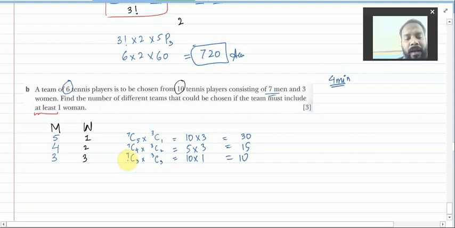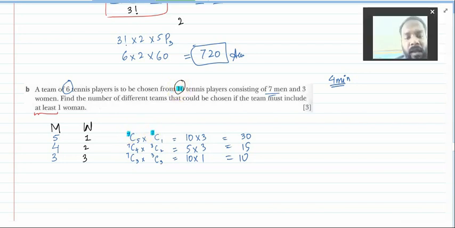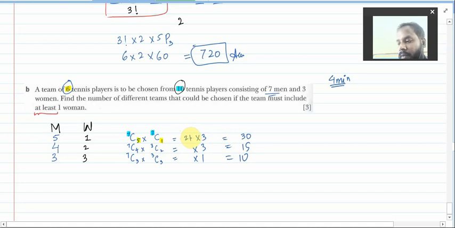Alright, to verify your answer, keep in mind that 7 and 3 leads to 10, that is the total number, and 5 plus 1 leads to 6, that is the team we are looking for. The total is always 10, and 4 plus 2 is 6, 3 plus 3 is 6, and 7 plus 3 is 10. So that is the mistake. 7 combination 5, it's 21. 7 combination 4, it's 35, and 7 combination 3, it's 35 again.